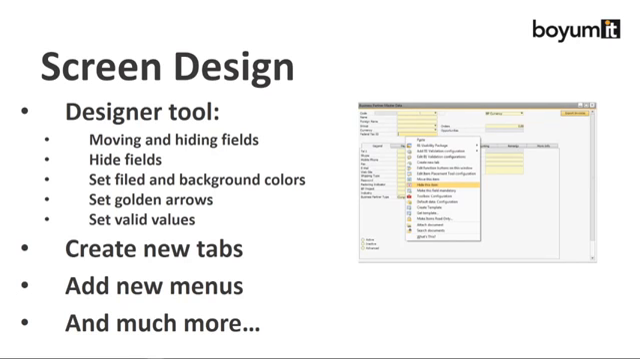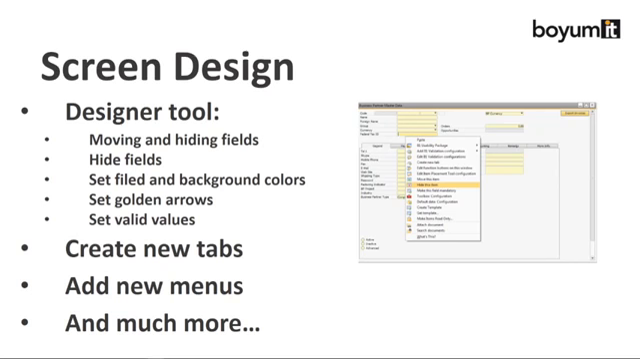But let's start with the first area or the first part of this demonstration. Let's talk first about the screen redesign. We have a designer tool. We can move and hide fields. We can add user-defined fields into the main screen. We can change the color of specific fields or specific labels. We can create custom golden arrows and of course create valid values.